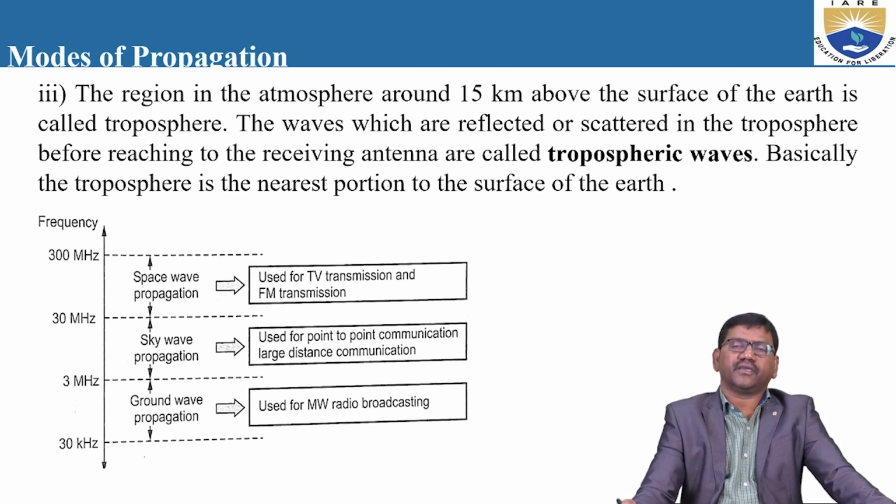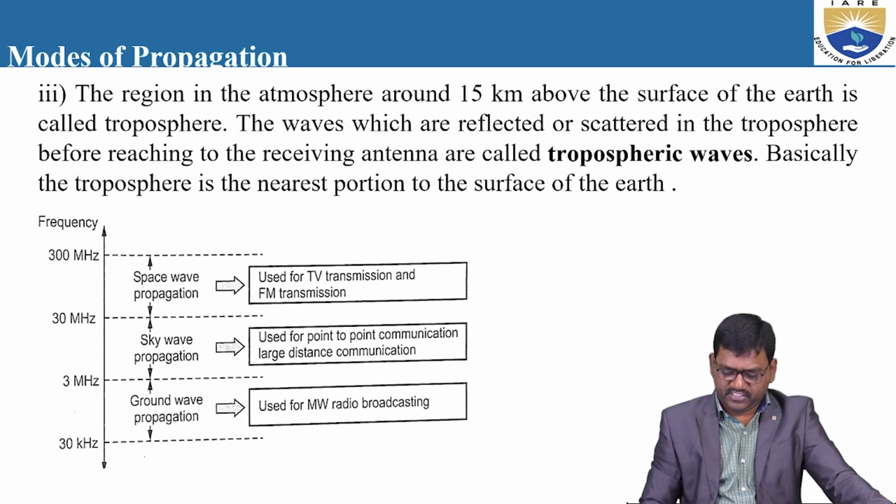In skywave propagation, we use 3 MHz to 30 MHz frequency signals, high frequency signals. These are used for point-to-point communication, large distance communication. The range of space wave propagation, where we can propagate signals of frequencies 30 MHz to 300 MHz, is used for TV transmission and FM transmission. So in space wave propagation, the bandwidth range of 30 to 300 MHz can be effectively utilized for TV and FM transmission.